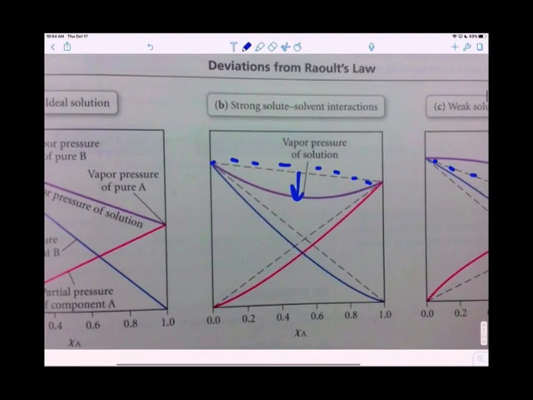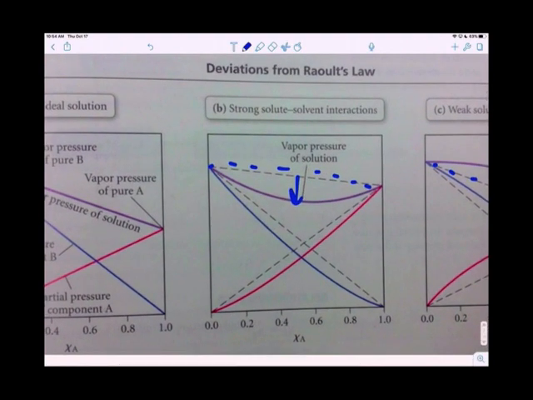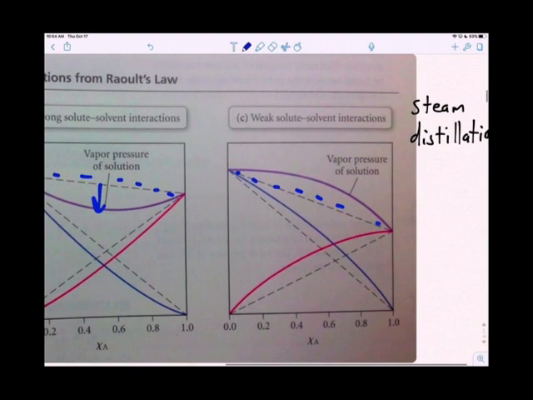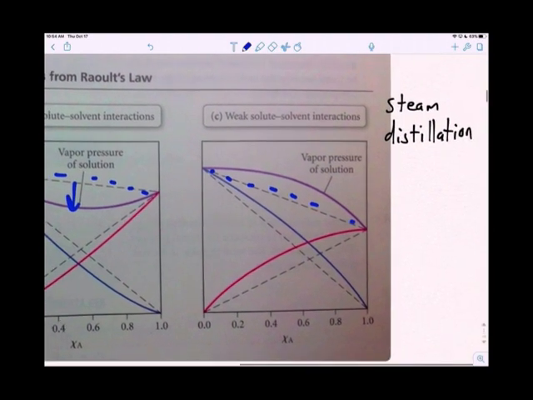Now, what happens if the solvent and solute are strongly bound? There's an attraction between them, so the solution actually has a lower vapor pressure. The line, which was usually a straight line, bows downward. And what if there is repulsion? Let's say they don't like each other. Then it bows the other way, it bows up. And this also explains a phenomenon called steam distillation.